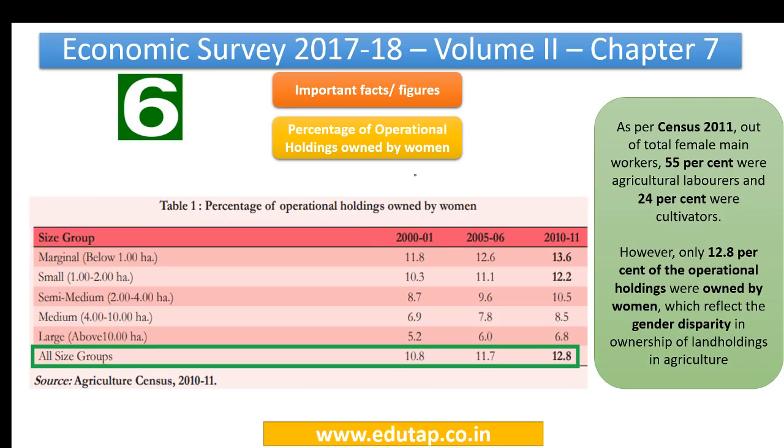Then we have come to the next thing, the percentage of operational holdings owned by women. Right? Now, when you see this particular tabular column, don't just restrict yourself to the data that is given. You also need to understand and link it to the concepts. Like here, in this tabular column, they have given the criteria for the various operational land holdings. So you need to memorize these as well.